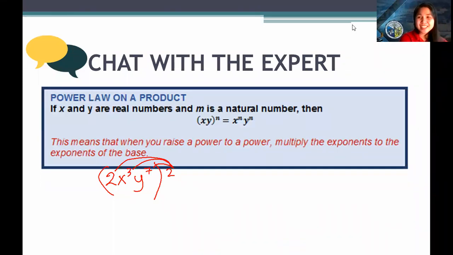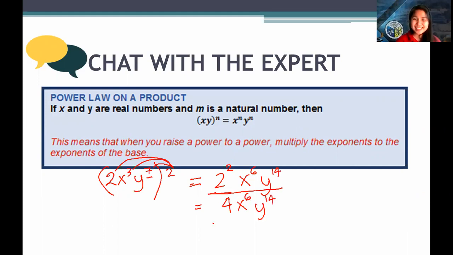Okay, very good. Congratulations, Lalaine. You got the correct answer. Here, we have 2 squared, x: 3 times 2 is 6. Y, 7 times 2 is 14. Do not forget the 2. But we need to simplify this. So it becomes 2 squared is 4, x to the power of 6, y to the power of 14. Congratulations, Lalaine, for giving the correct answer.